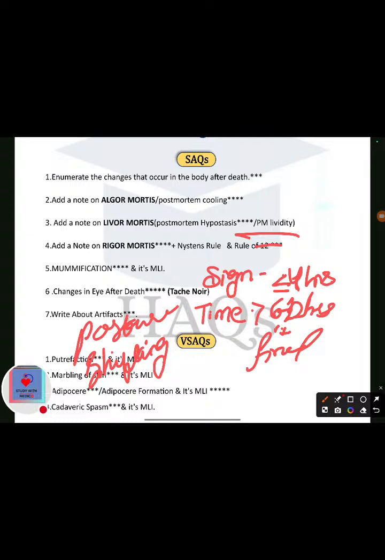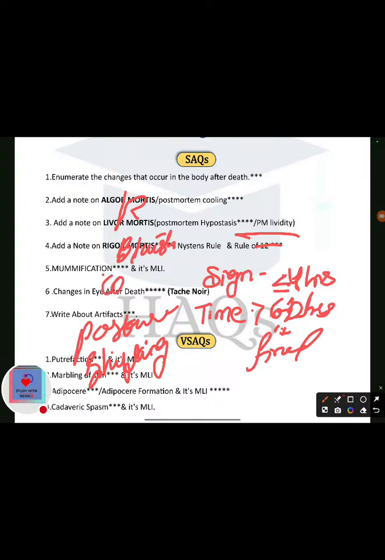Shifting of the dead body. Different colors indicate different types of poisoning. If it is a normal color, what will it be? Reddish purple. But if it is asphyxia, bluish purple, because in asphyxia the person cannot breathe, so the blood is deoxygenated and appears bluish purple.